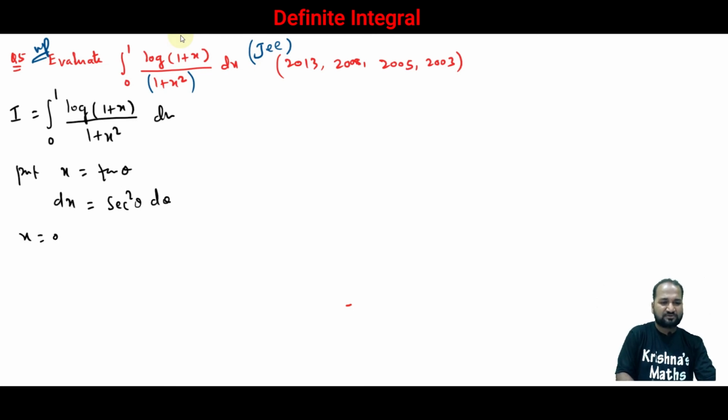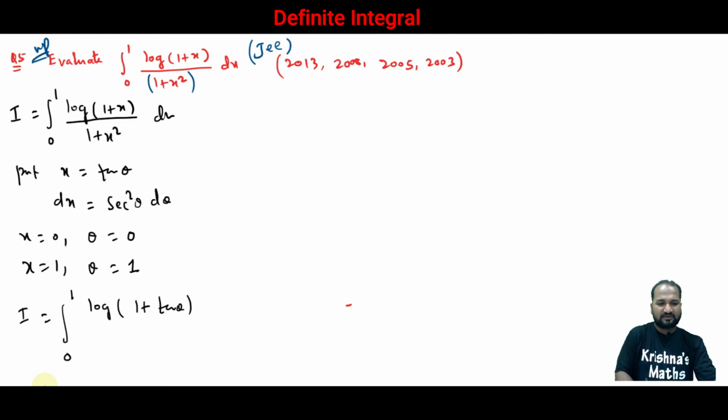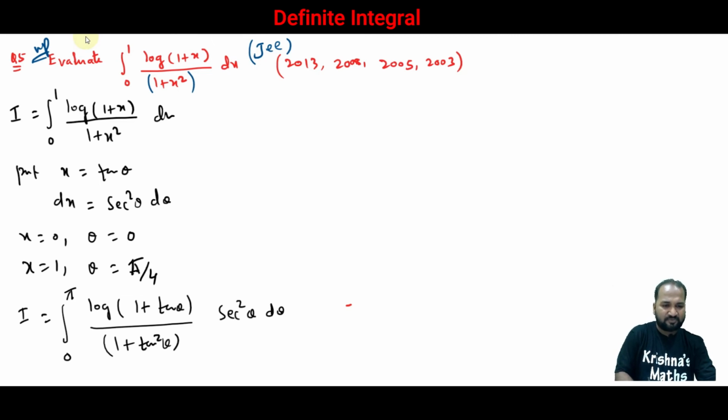Now when x is equal to 0, tan theta is 0, so theta is also equal to 0. And when x is equal to 1, tan theta is 1, so theta will be pi by 4. So I is equal to the integral from 0 to pi by 4 of log of (1 + tan theta) divided by (1 + tan² theta), into dx, which is sec² theta d theta. Correct? Now this sec² theta and this sec² theta will get cancelled. So the integral from 0 to pi by 4 of log of (1 + tan theta) d theta.